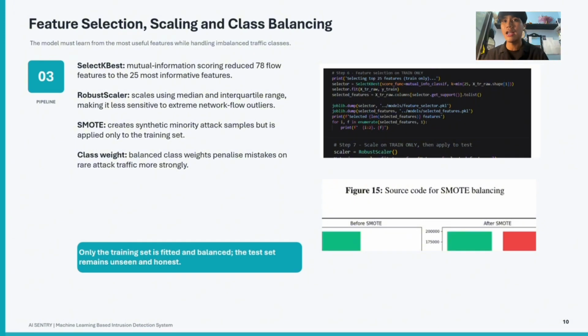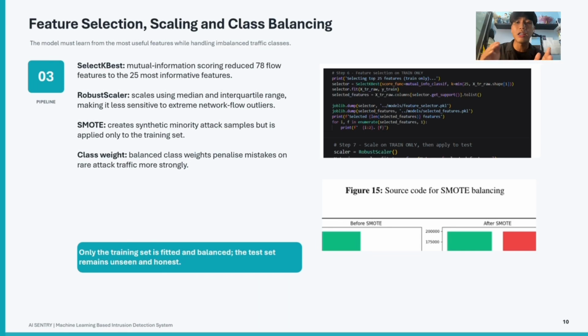After cleaning the dataset, feature selection is performed using SelectKBest with mutual information. The original dataset contains 78 flow features. SelectKBest ranks the features based on their relationship with the target labels, and only the 45 most informative features are selected. This reduces unnecessary information, lowers the training time, and allows the model to focus on the most useful network characteristics. Next, RobustScaler is used. RobustScaler uses the median and interquartile range, so it is less affected by very large or unusual network flow values.